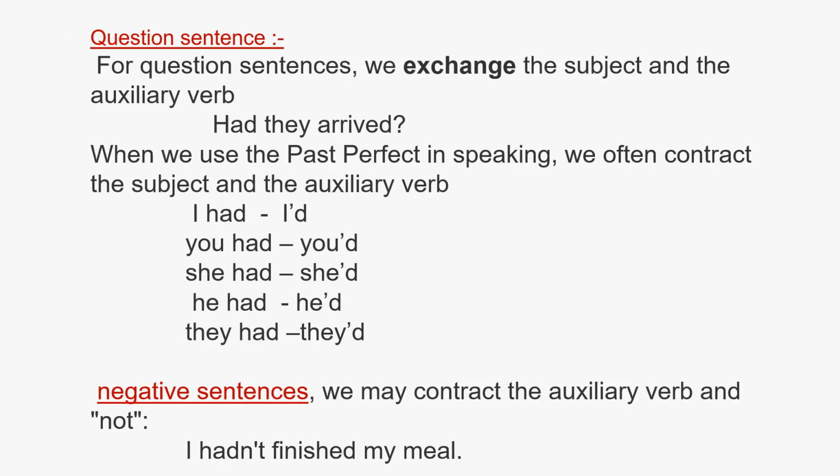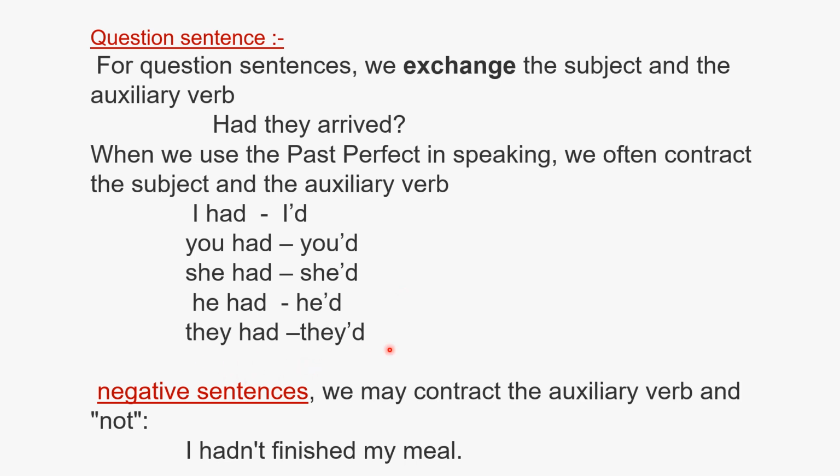How can we write question sentences in past perfect tense? We exchange the subject and the auxiliary verb. For example, how they arrived. Look here. When we use the past perfect in speaking, we often contract the subject and the auxiliary verb. This is the contraction of the subject and auxiliary verbs: I had, you had, she had, he had, they had. You can write like this also.